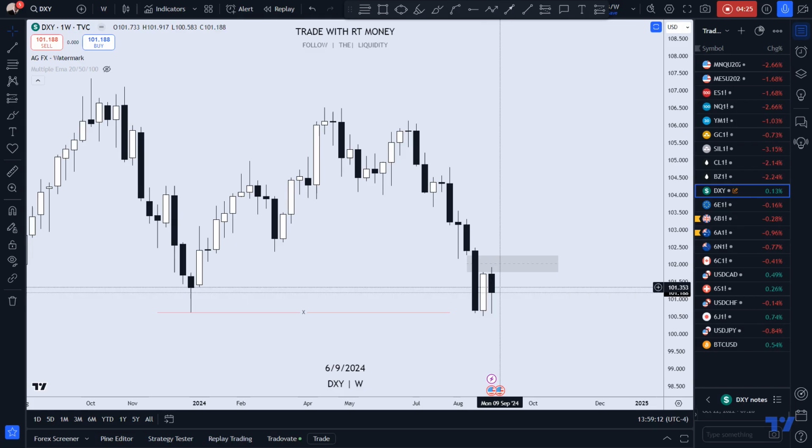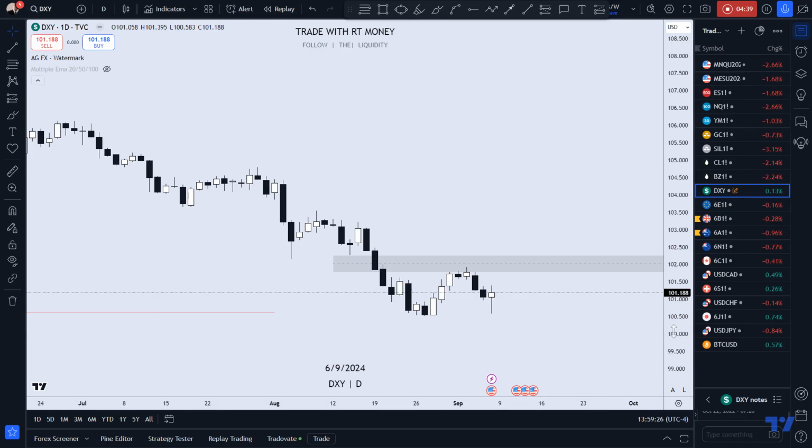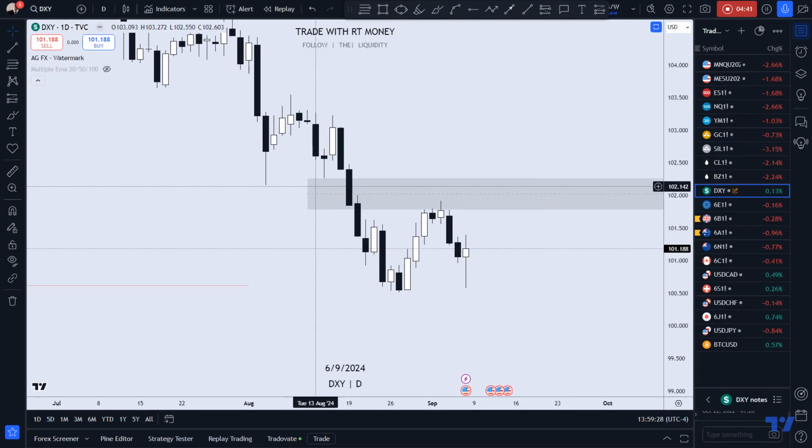Could we see some follow through with that? We certainly could. I think that potential is there. Why it didn't take out that low from here is very interesting to note. If we go to the daily, what do we see? Remember this weekly fair value gap?